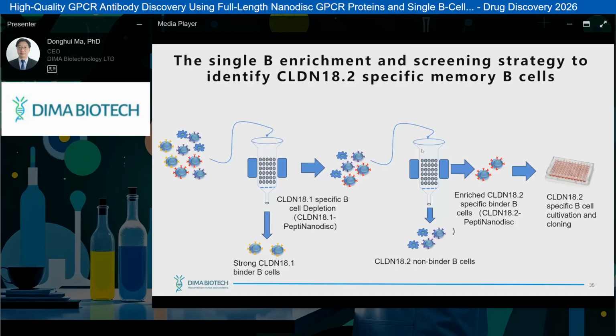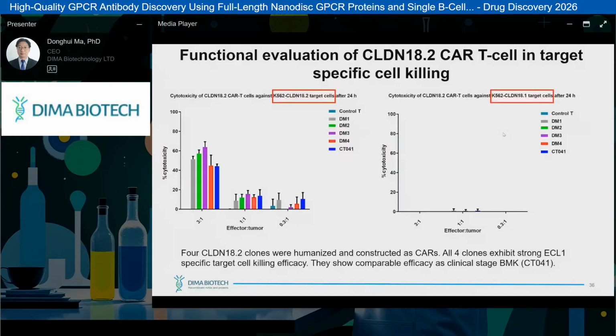After that, we dispensed the 18.2-specific B cells into 96-well plates and cloned them, and we successfully got a couple of clones. Here is the functional evaluation. All these 18.2-specific clones, we made them into CAR T cells and tested them with K562 Claudin 18.2 target cells. As a control, we used a Claudin 18.1 transfected stable K562 cell line.